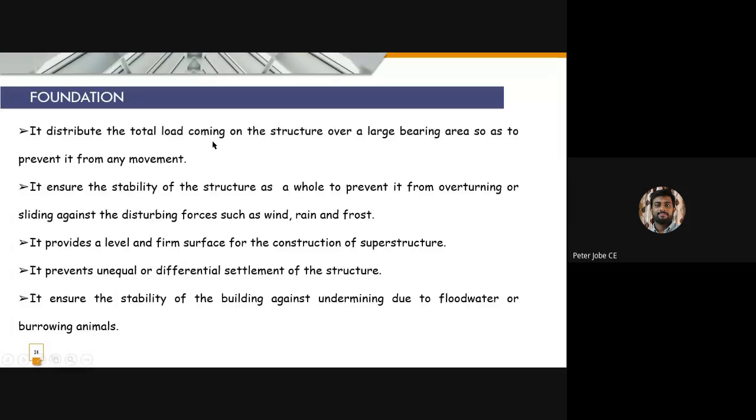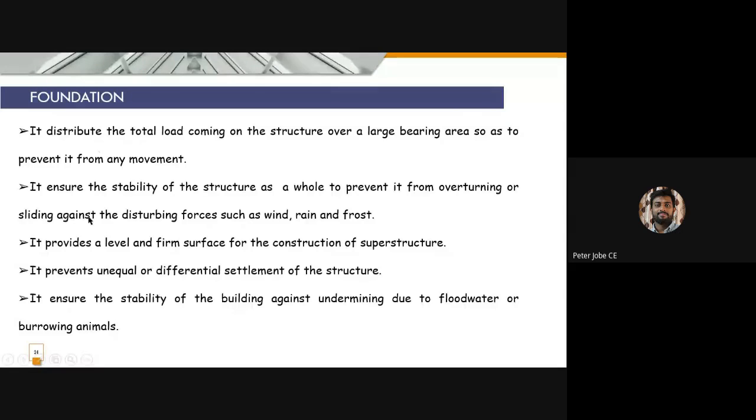It distributes the total load coming from the structure over a large bearing area so as to prevent any vertical movement. The movement which we expect is actually vertical. In some cases where there is more seismic earthquake activity or wind activity, we can also expect a movement in horizontal direction. But since we are talking about a very small residential building here, the only movement which we can expect is actually vertical movement. It's a settlement. Settlement happens when the foundation is not properly designed to distribute the load safely to the ground. So this is the thing.